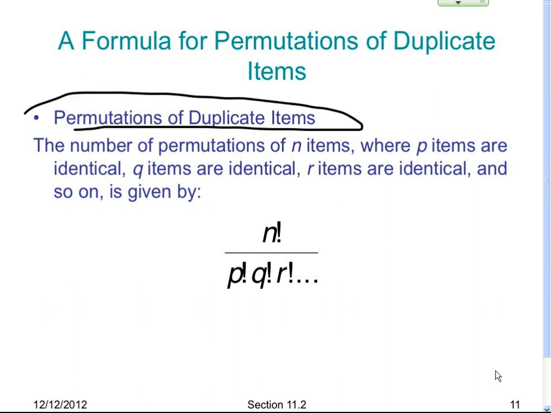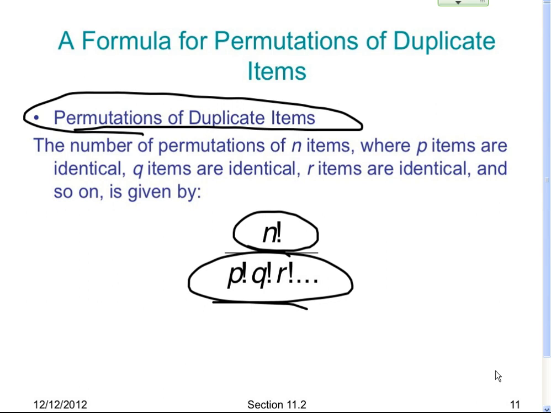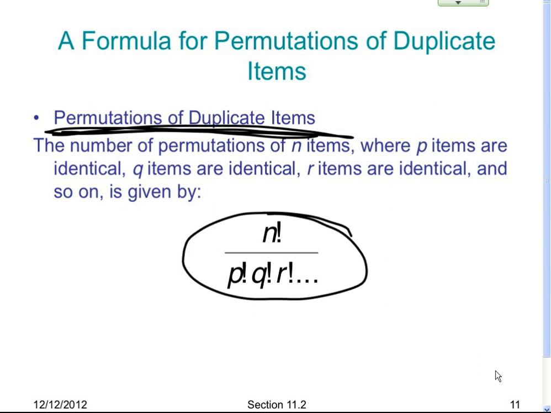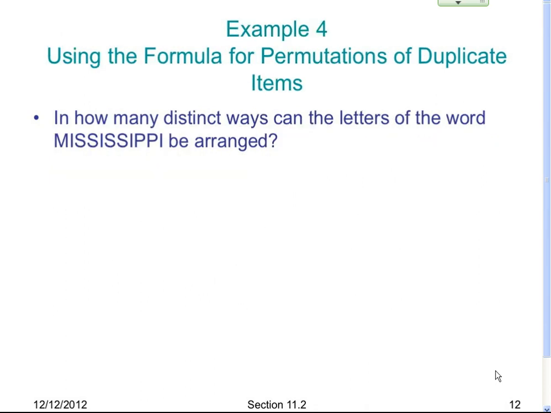When we have duplicate items, this one formula you do need, you're going to have n factorial over, these are the repeats. This will make a lot more sense once we actually get an example. The thing to remember with this formula is it's always about words that have repeated letters. For example, if you have the word Mississippi, how many ways can the letters be arranged?